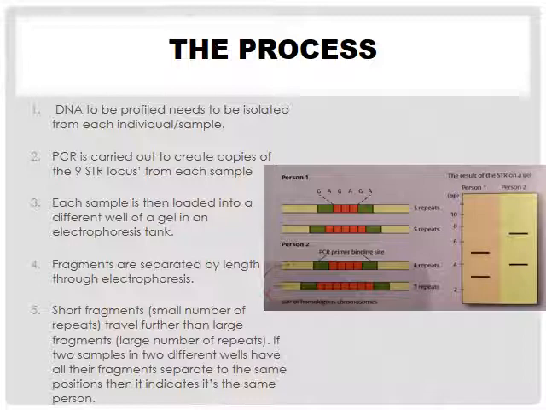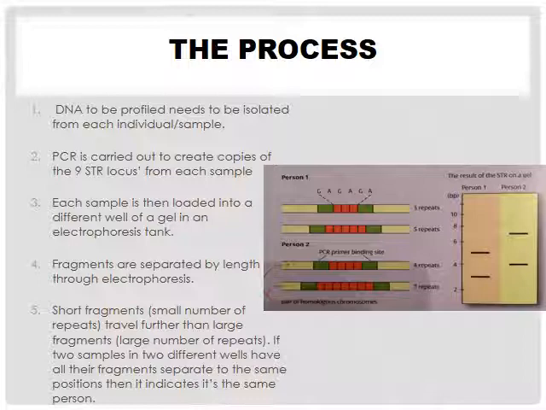How do we actually do DNA profiling? So here's our steps. Firstly, the DNA that we're going to use to create the profile needs to be isolated from each individual or each sample. Then you would use PCR, not to create whole copies of the DNA, but just to create copies of the 9 different STR locuses present in each sample.